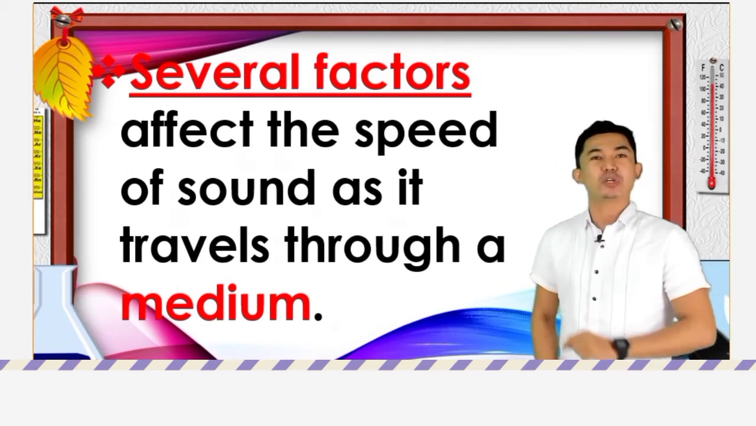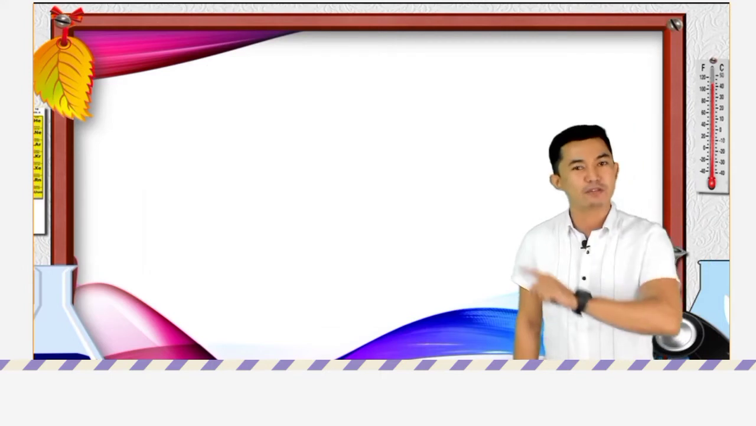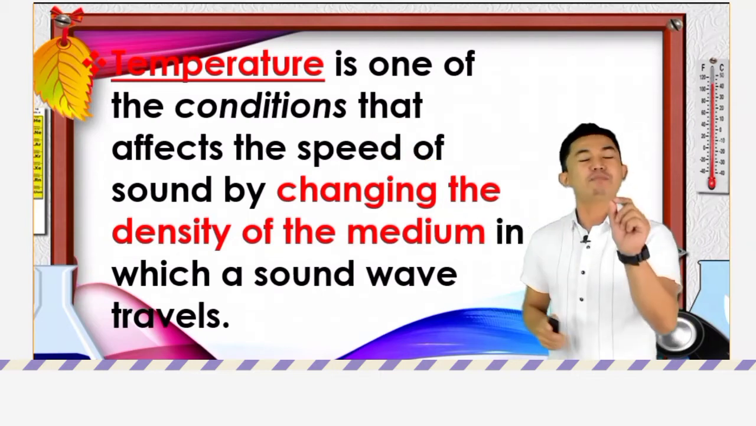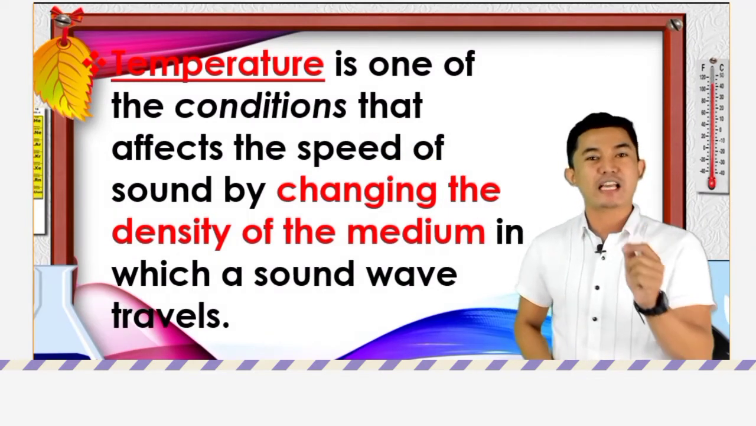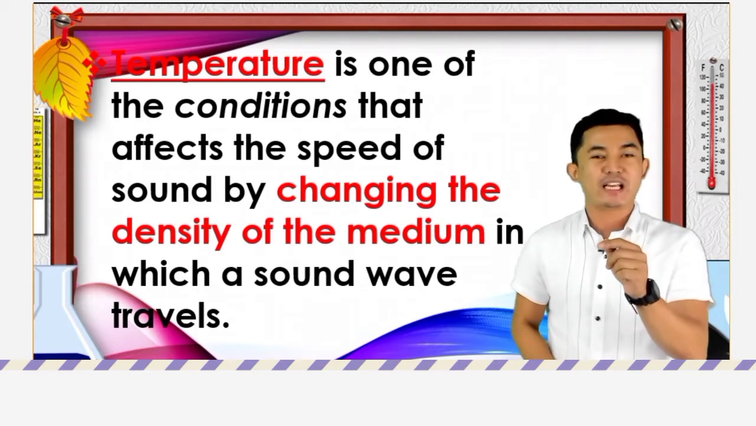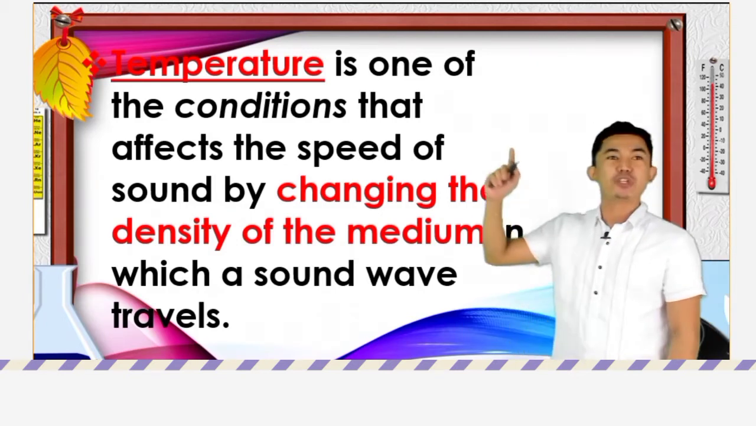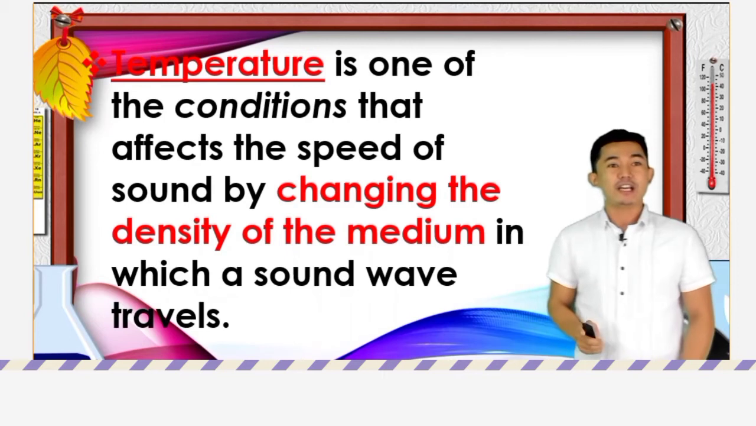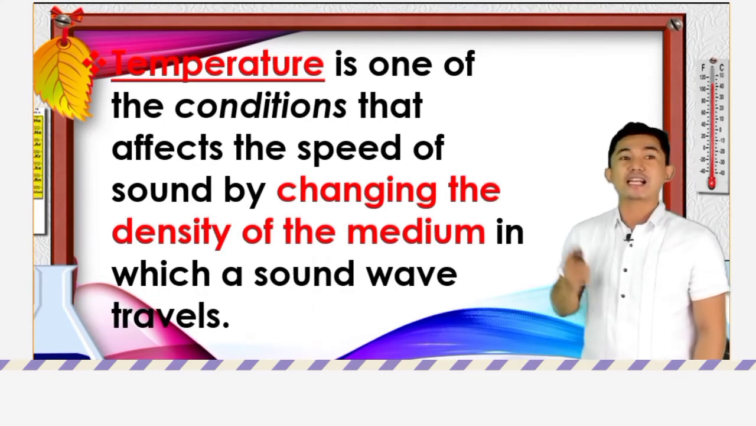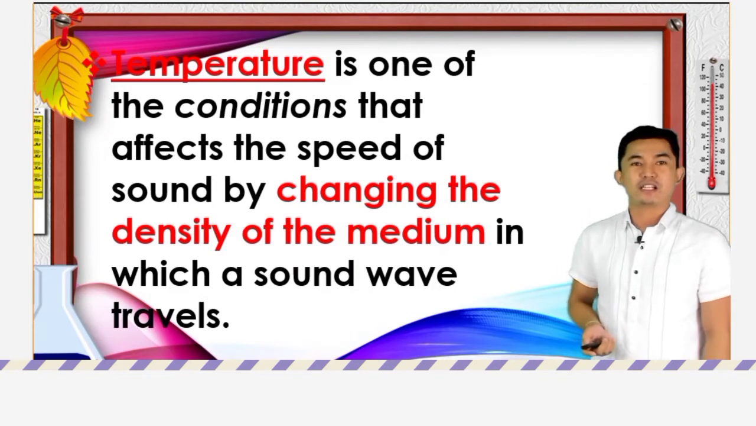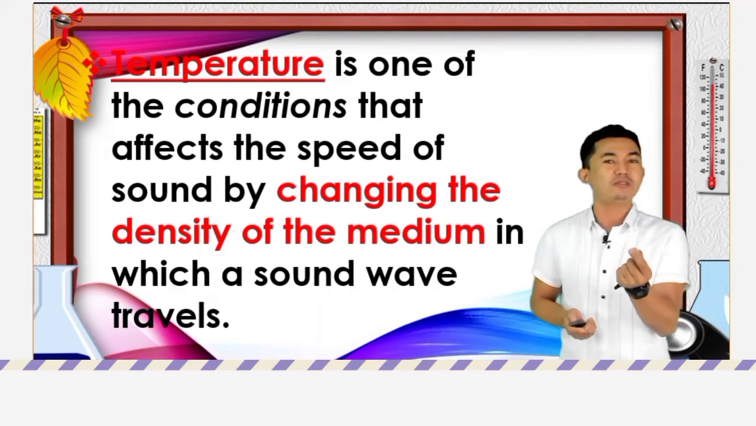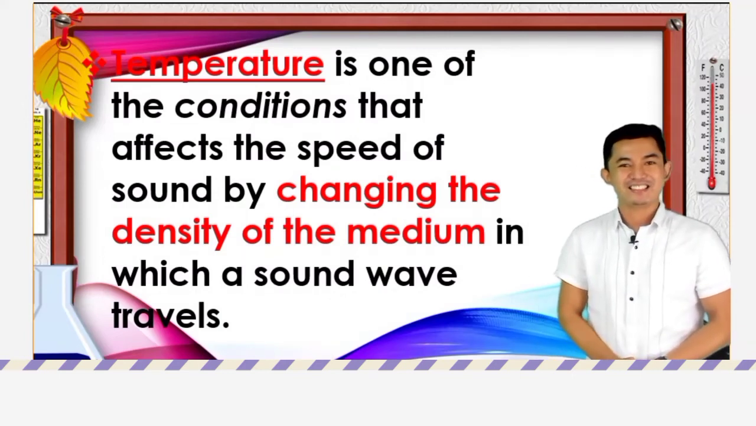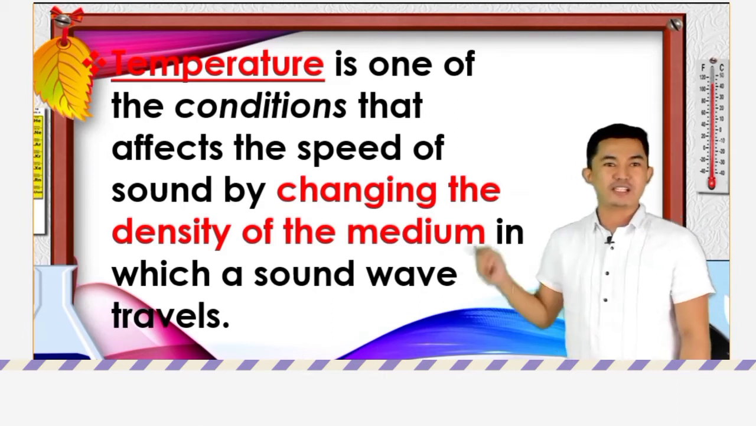Now, one of the conditions that affects the speed of sound is temperature. The word temperature has something to do with the degree of hotness and coldness of a specific object. And we can define here that temperature is one of the conditions that affects the speed of sound by changing the density of the medium in which a sound wave travels. Do not forget this. So one of the conditions that affects the speed of sound is temperature. Okay? Any questions so far? I hope you are taking down notes about this lesson.